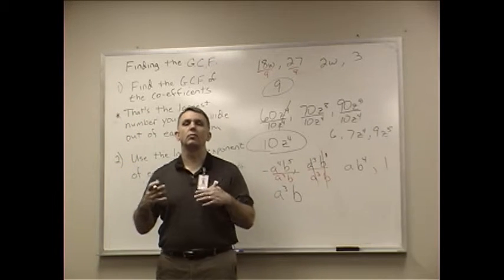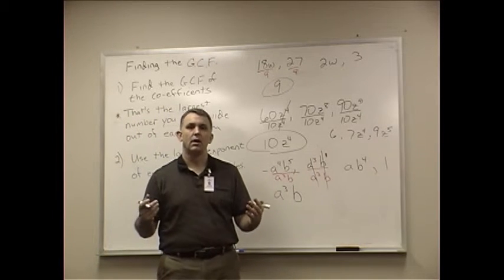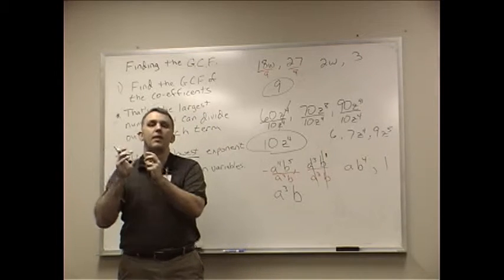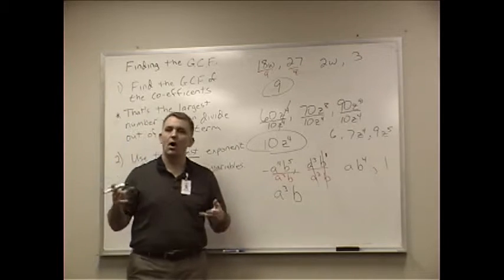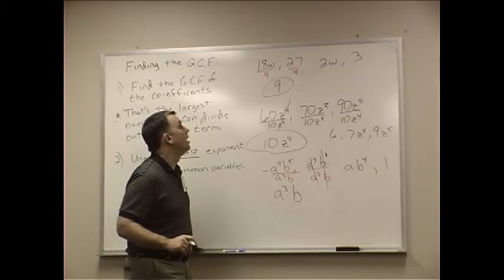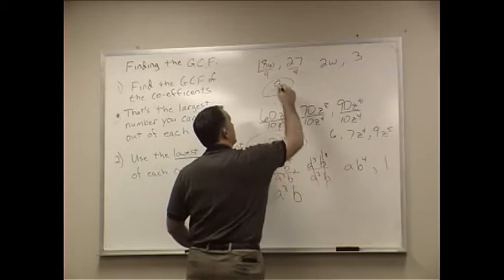All right, so I'm talking about greatest common factor. That means what's the thing that you can divide out of all of them? And you might say, well, how do I know? I'm not 100% sure. I want to go back up to the top one.